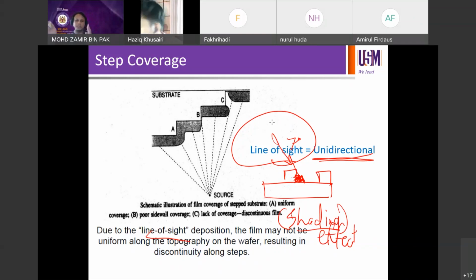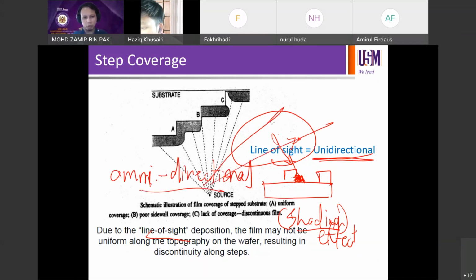Sebab evaporation is very line of sight. Dia one way je, satu arah, unidirectional. But if you go for sputtering, it will be more omnidirectional. Omni means lebih banyak arah. Omnidirectional. Kalau satu je, unidirectional. Kalau omnidirectional means coming from various angles. So it goes to various angles.